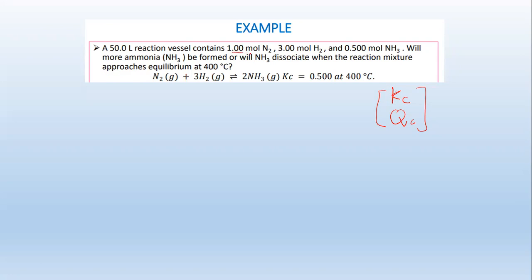You are given the number of moles of nitrogen gas, number of moles of hydrogen gas, and number of moles of ammonia as this reaction mixture approaches equilibrium, not at equilibrium. If this approaches equilibrium, we can only calculate QC, not Kc. We can calculate Kc at equilibrium. This is any time. So that means these numbers of moles are at any time. Okay?